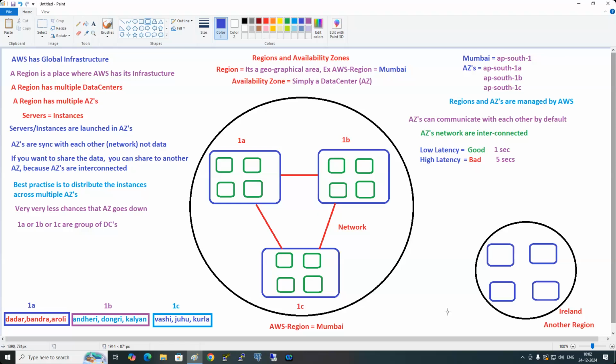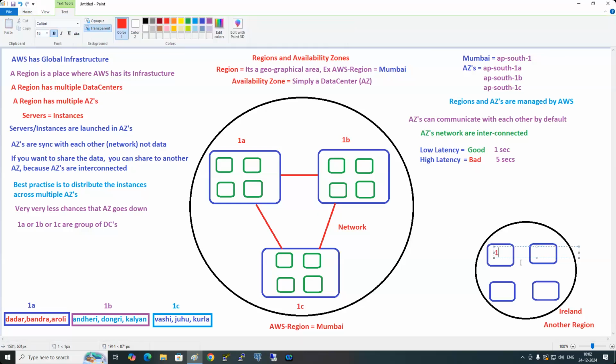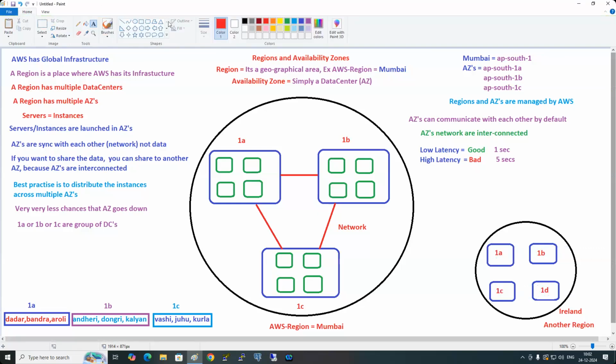So how many am I putting here at the moment? 4. What are the names that you get here? Tell me the availability zone names. 1A, 1B, 1C, 1D. And are these interconnected with each other or not? Fantastic. Availability zones are interconnected with each other.